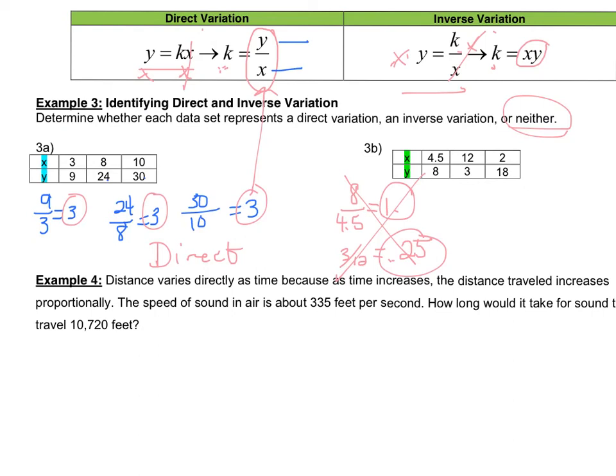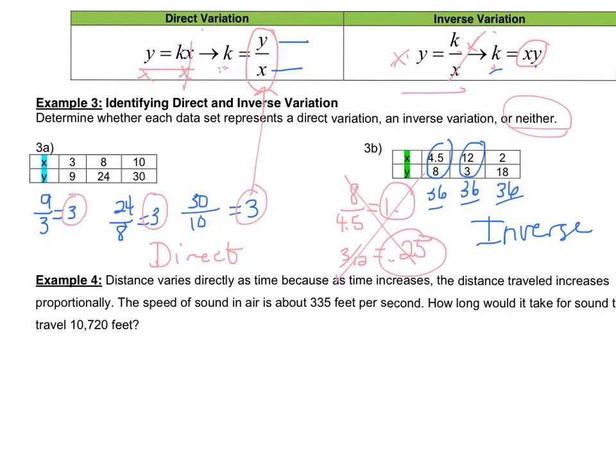So let's try multiplying the x and y together. So 8 times 4.5 is 36. 12 times 3 is 36, looking good, and 12 times 18 is 36. So since I got the same number every time, it means that this is inverse variation.